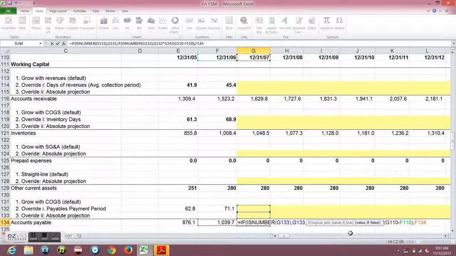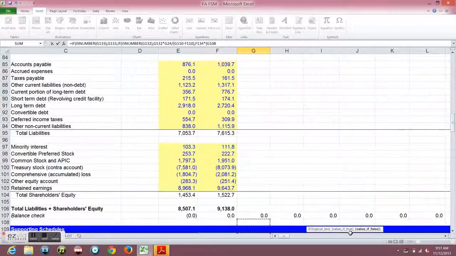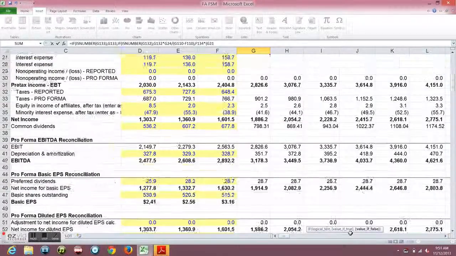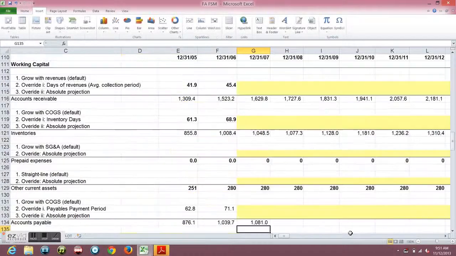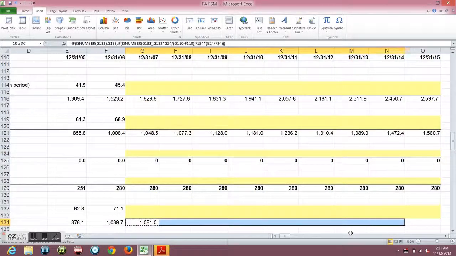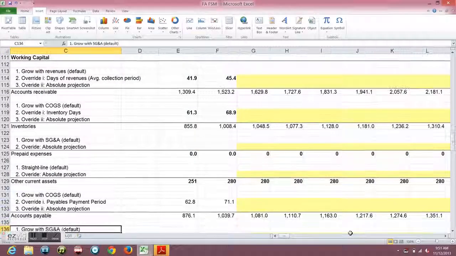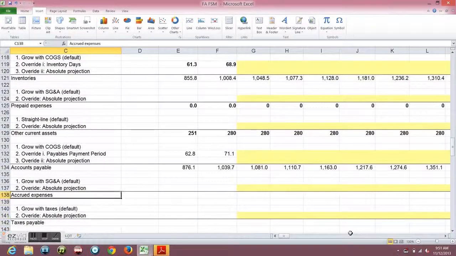If that's not the case and we don't have that number, our last option is that we're going to grow our accounts payable with our COGS. So we're going to do the same thing, multiply by, since we don't have an assumption just for that, our COGS divided by the previous year's COGS. There you go. We're going to do that.